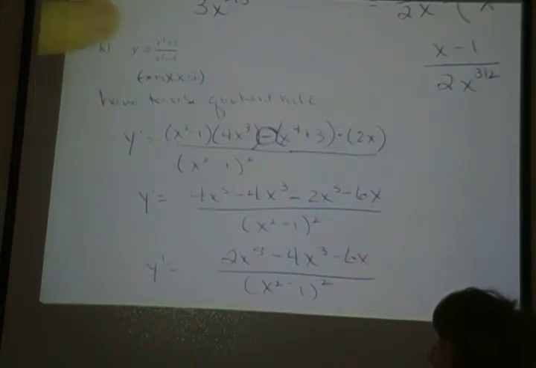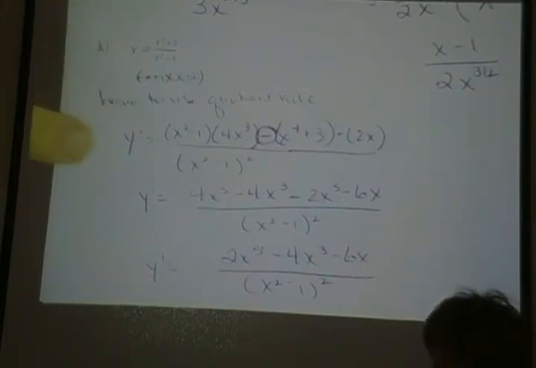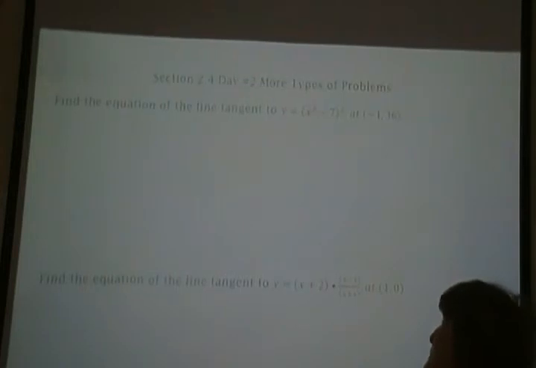So I had to use the quotient rule in K. You want to be able to use it if you have to, but try to see when you can avoid it. So that was worksheet number 1. Worksheet number 2 from this section is also on Angel, and its sort of nebulous name is "more types of problems."